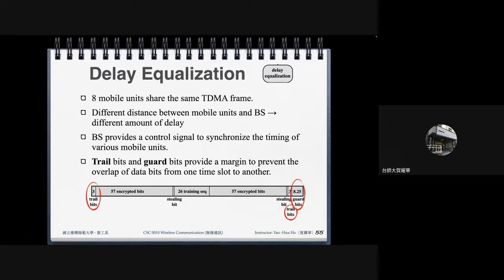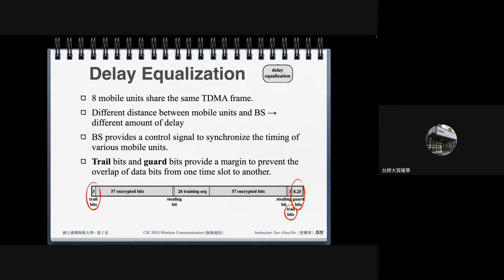Now, because different mobile devices have different distances between the mobile device and the base station, you will have a different amount of delay. Because of this different delay, the base station tries to control the signal to synchronize the timing of the various mobile units. You first use the tail bits and guard bits to provide the margin that allows the overlapping of two mobile devices.